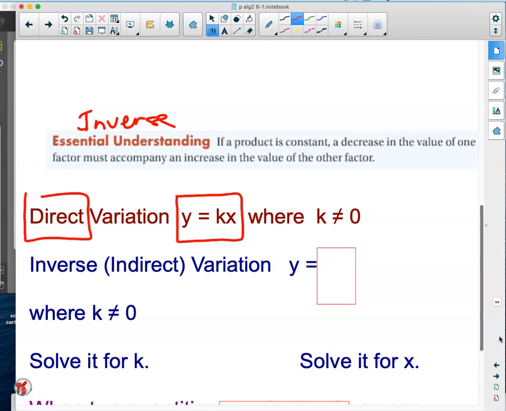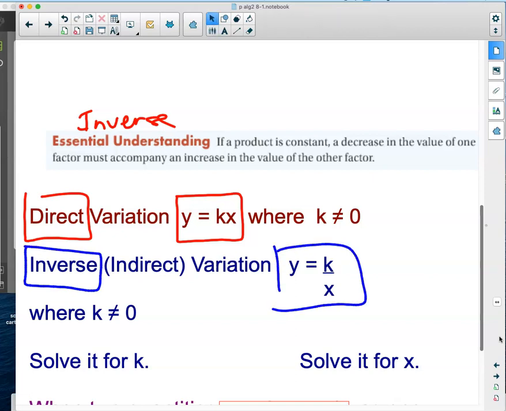But inverse, some books just call it indirect variation. That one has division. y equals k over x. As one goes up, the other goes down. So this is the second one here that we need in our head by the time we get to do the assignment. So direct is just, hey, y equals kx, multiply it times something. Indirect or inverse is y equals k over x.